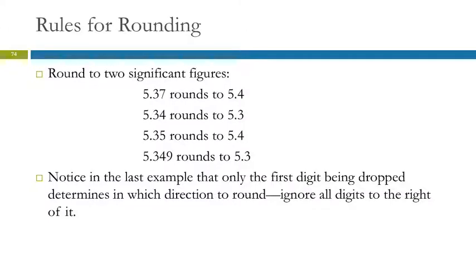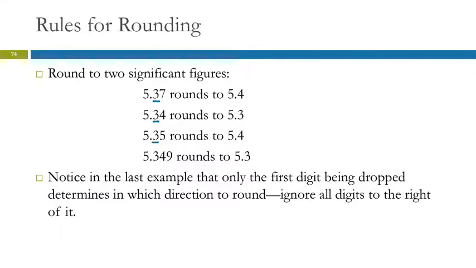Examples of rounding, if we are to round each of these numbers to 2 significant figures. So 5.37, I'm rounding to the second sig fig, the 3. I look at the 7, tells me to round up, that's 5.4. 5.34, keep the 5 and the 3, I look at the 4, that tells me I round down, so it's just 5.3. 5.35, okay, that one's right in between, but the rule says round up, so that's 5.4.